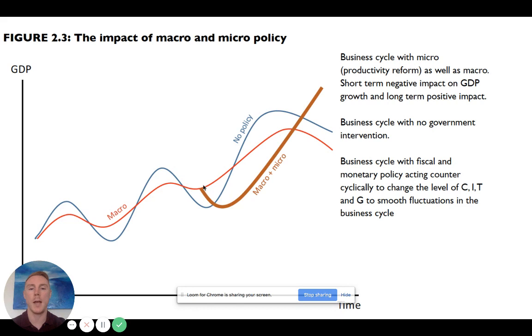And then if we use macro and micro, we can see that we'll have a J-curve effect. It might get worse in the short term, but in the longer term, over time, we have potential for greater GDP growth.